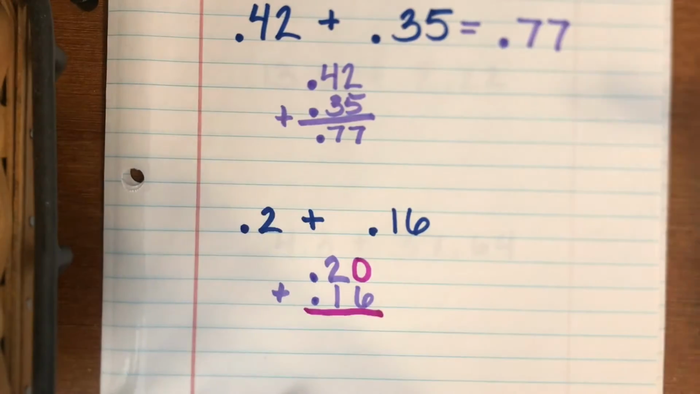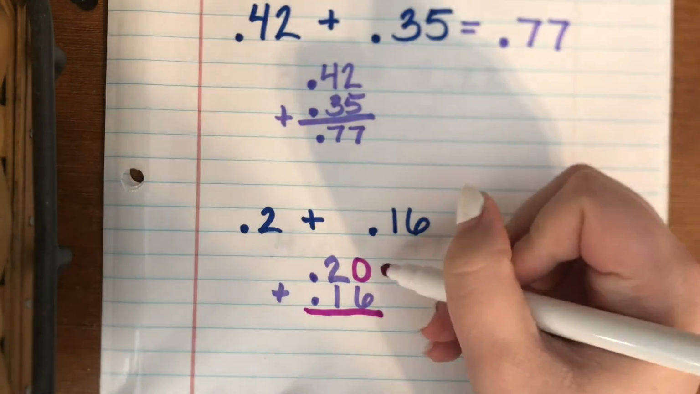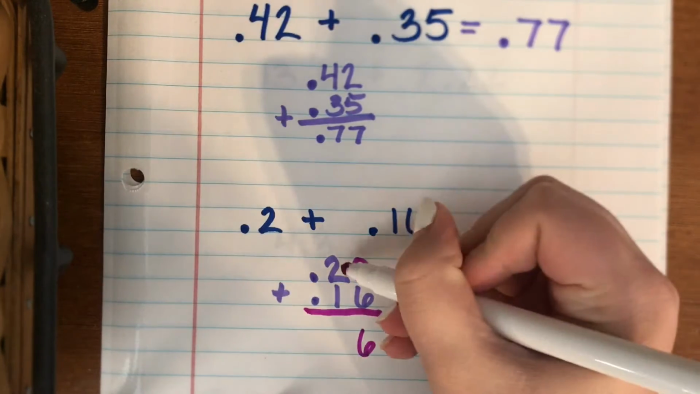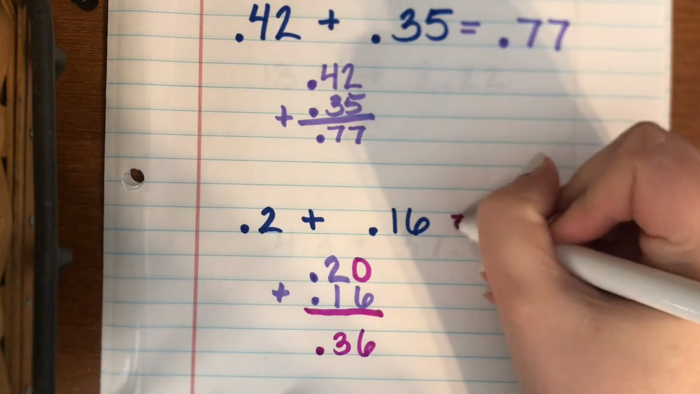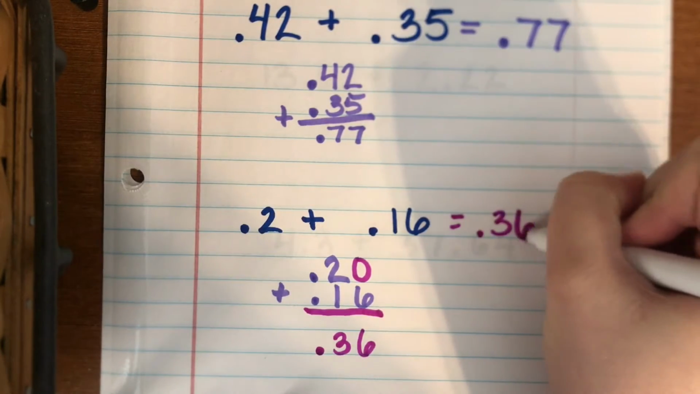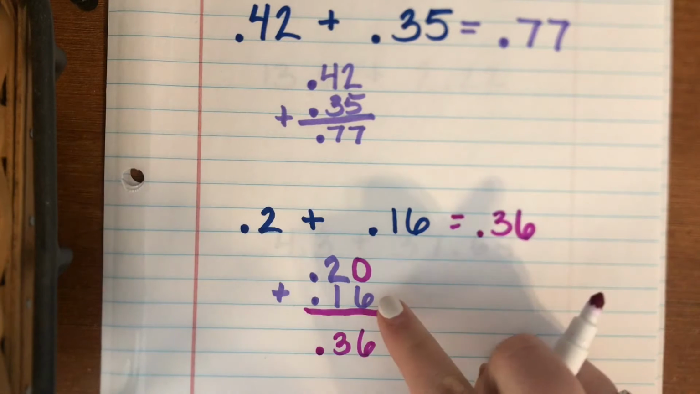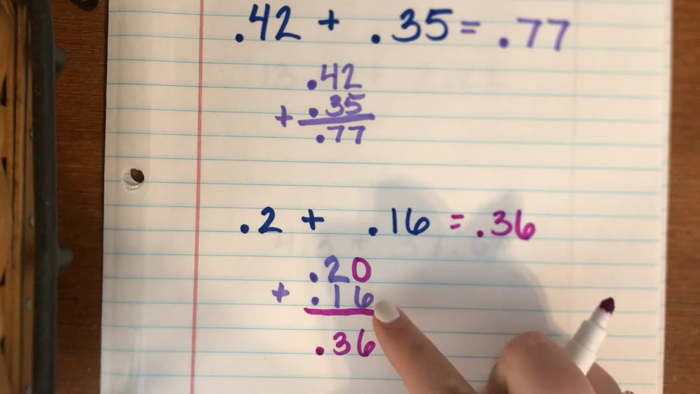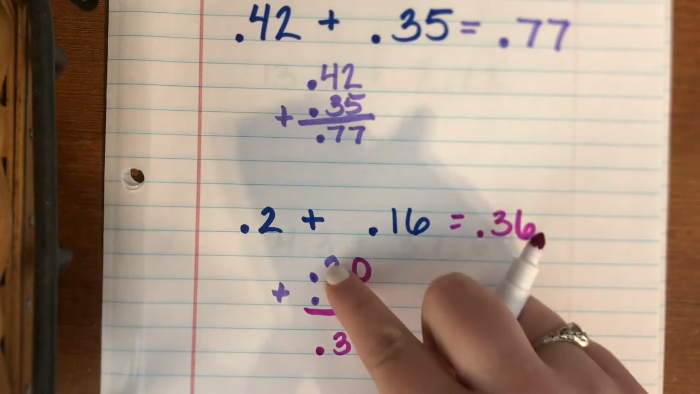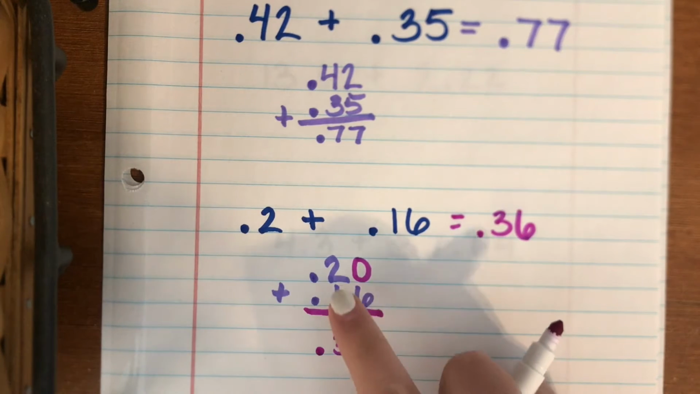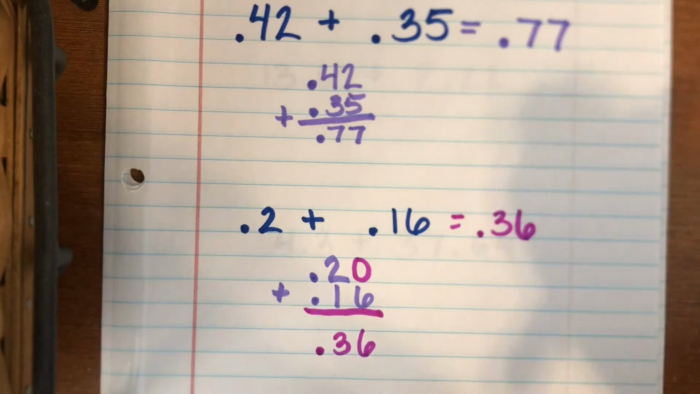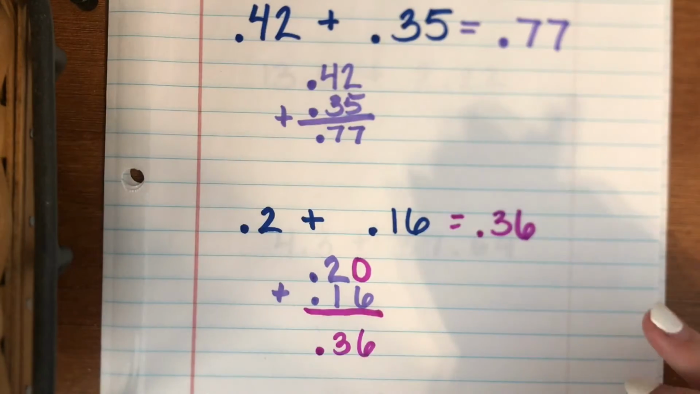So I can continue on adding with my standard algorithm. 6 plus 0 is 6. 2 plus 1 is 3. Carry that decimal point down. 36 hundredths. Okay? The placeholder is very important because we wouldn't want to add 6 plus 2 because they're in different place values. That would be 6 hundredths plus 2 tenths. And some people might add them both as hundredths or both as tenths, and it just doesn't work.